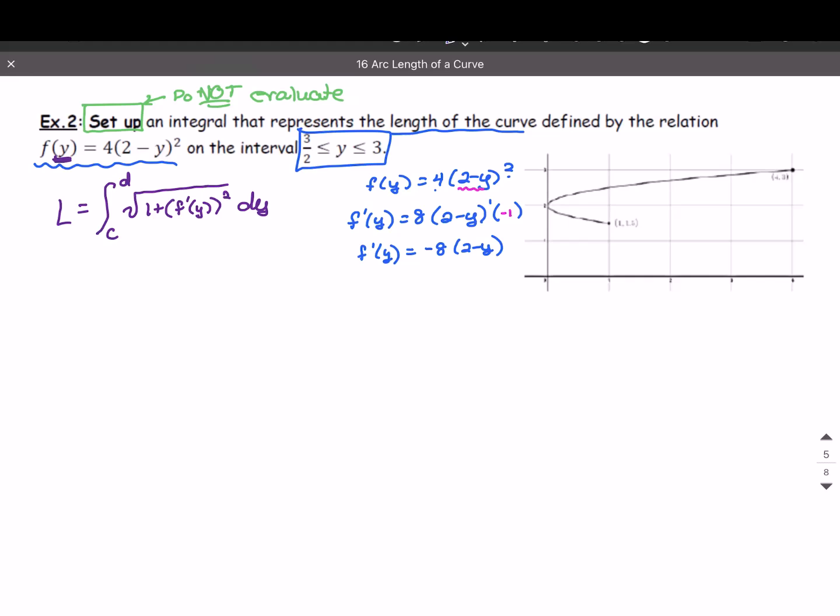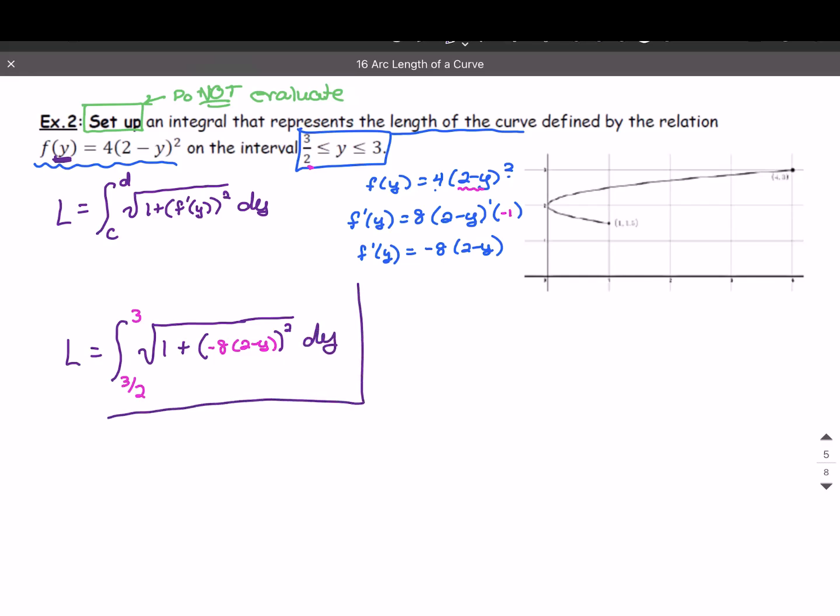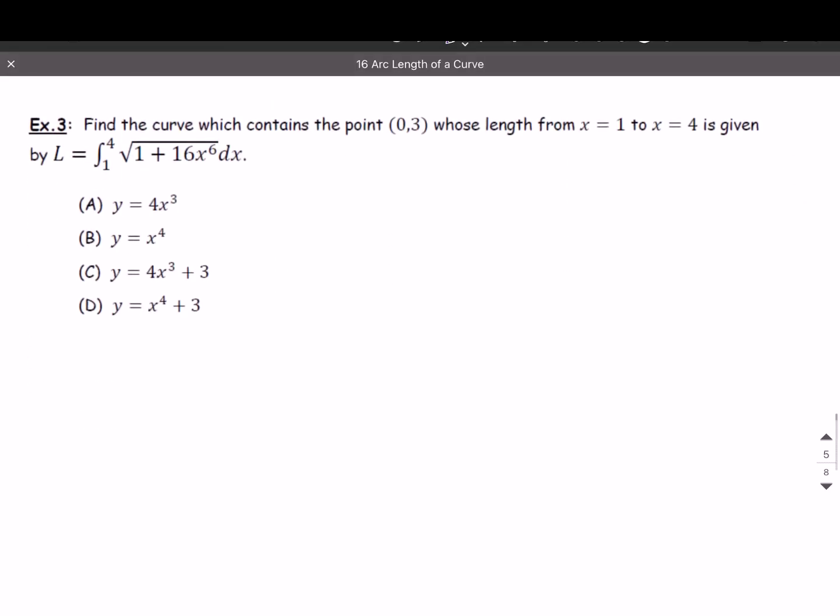So now our arc length is going to be the integral from 3/2 to 3 of the square root of 1 plus, now we're going to put that derivative, which was negative 8 times the quantity 2 minus y. And if you want to multiply that through and make it 8y minus 16, that's absolutely fine, but not necessary. Then don't forget to square it, dy. And there you go, my dears. We set it up. Let's look at another one.